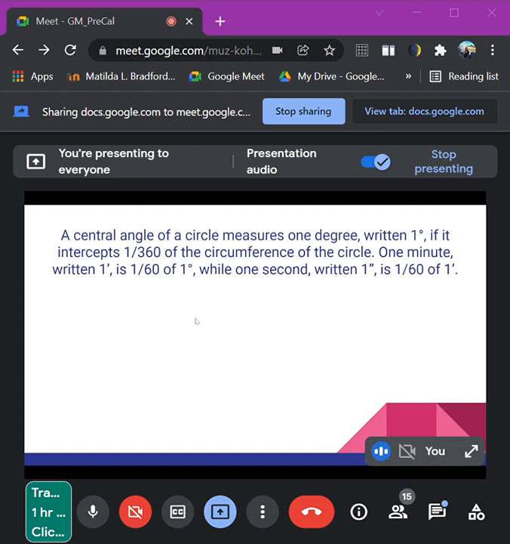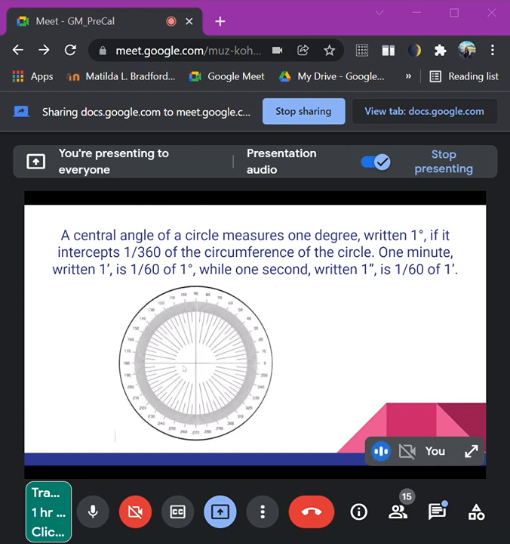Okay? Because as you can see, the circle, class, is one whole rotation. But as you can see, one small move, class, is already 1 over 360. And that measures 1 degree. So, the circumference of the circle is 360. One rotation. So, you have there 1 minute, written as 1 with an apostrophe, is 1 over 60 of 1 degree. So, the 1 degree is 1 over 360. The 1 minute is 1 over 60 of the 1 degree.